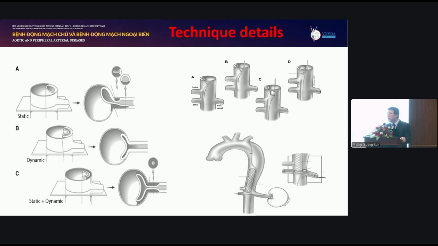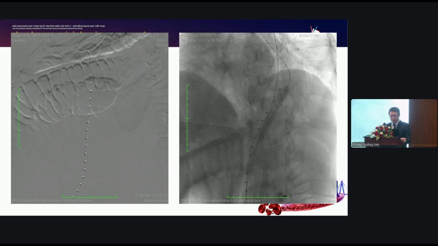to make a new hole between the true lumen and false lumen. And after that, I put the stent above the celiac artery, trying to open the true lumen first. So this is my case.